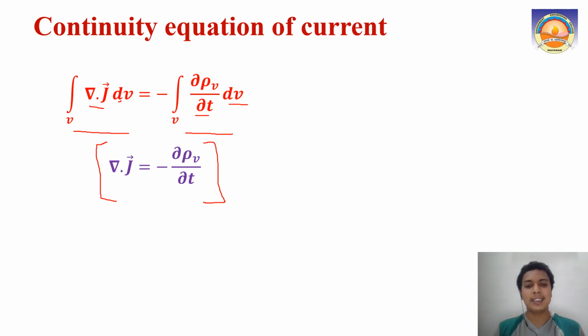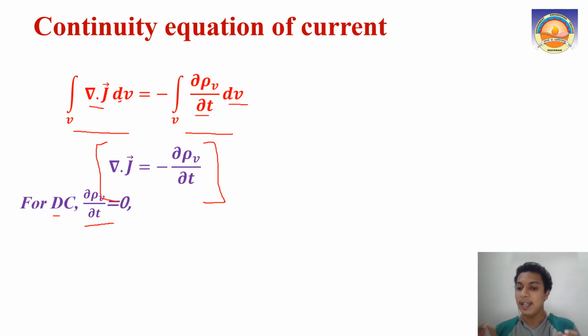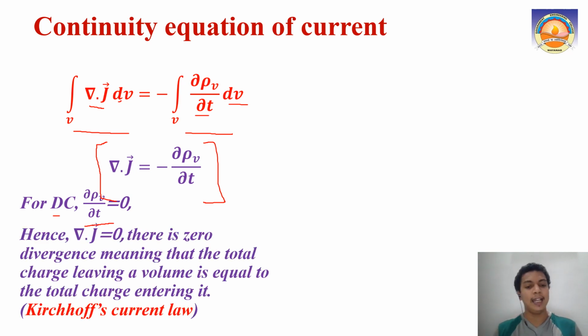Now, why such continuity and all? Let us see. If I am considering DC here, what will be dou rho v by dt? When I say DC, your rate of change of volume charge density with respect to time becomes what? It will be 0. DC means you always have the same current flowing. So your dou rho v by dt will be 0. In that case, your del dot j is 0, right? When dou rho v by dt is 0, then your del dot j also is 0.